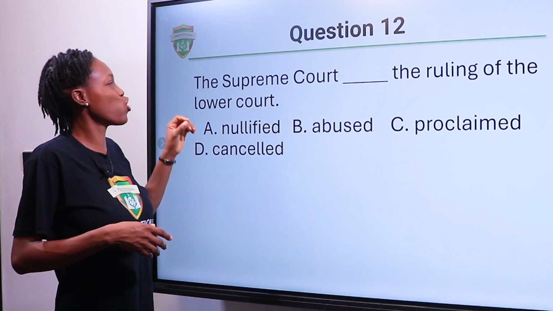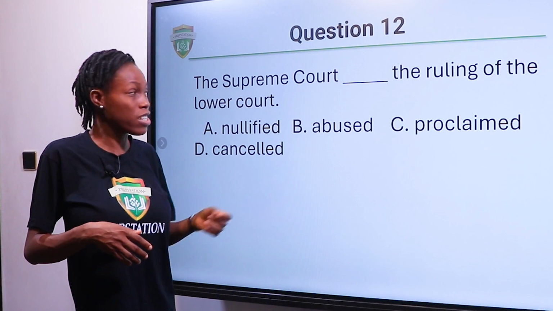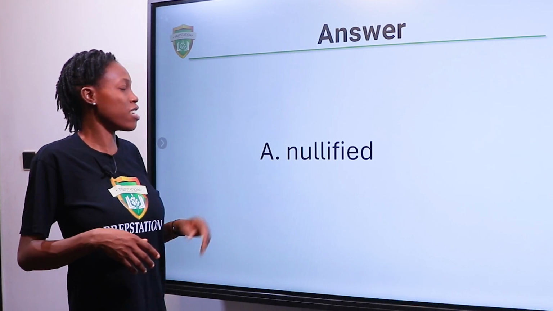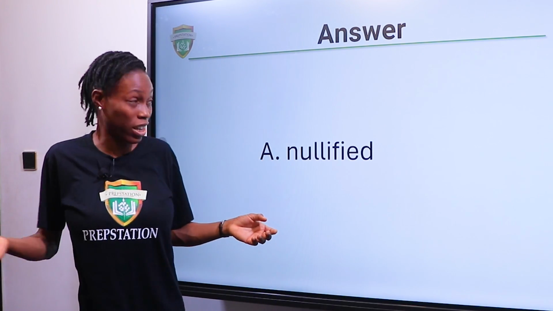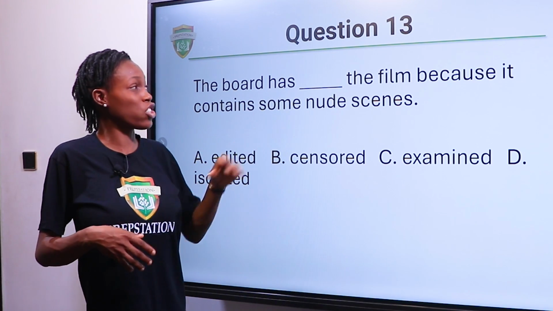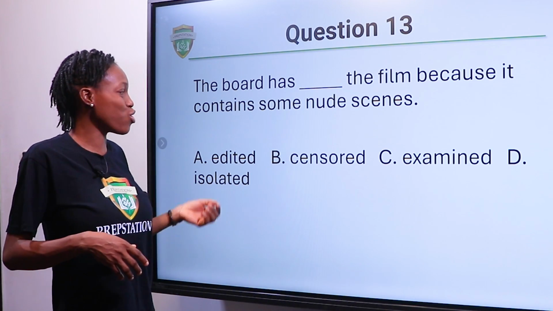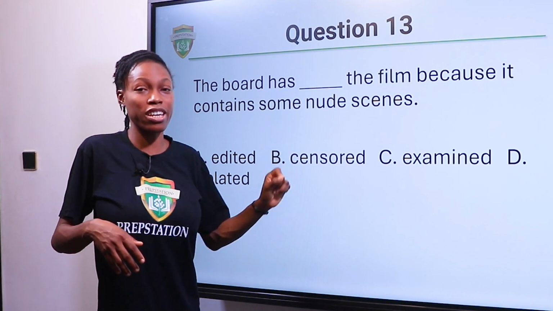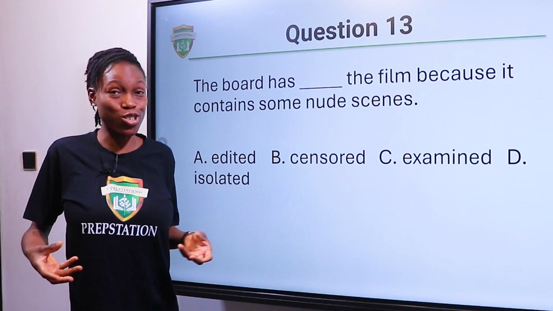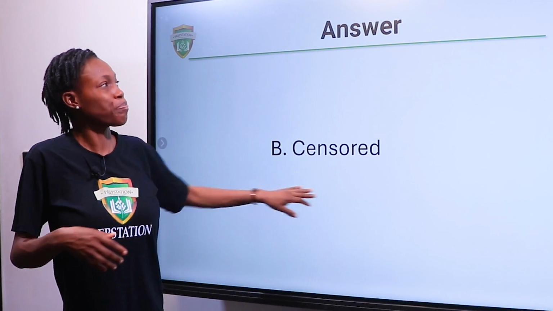Question 12. The Supreme Court dashed the ruling of the lower court. A, nullified. B, abused. C, proclaimed. D, cancelled. The answer is nullified. They struck the case out. 13. The board has dashed the film because it contains some nude scenes. A, edited. B, censored. C, examined. D, isolated. Movies are usually censored because of the audience. The answer is censored. B.